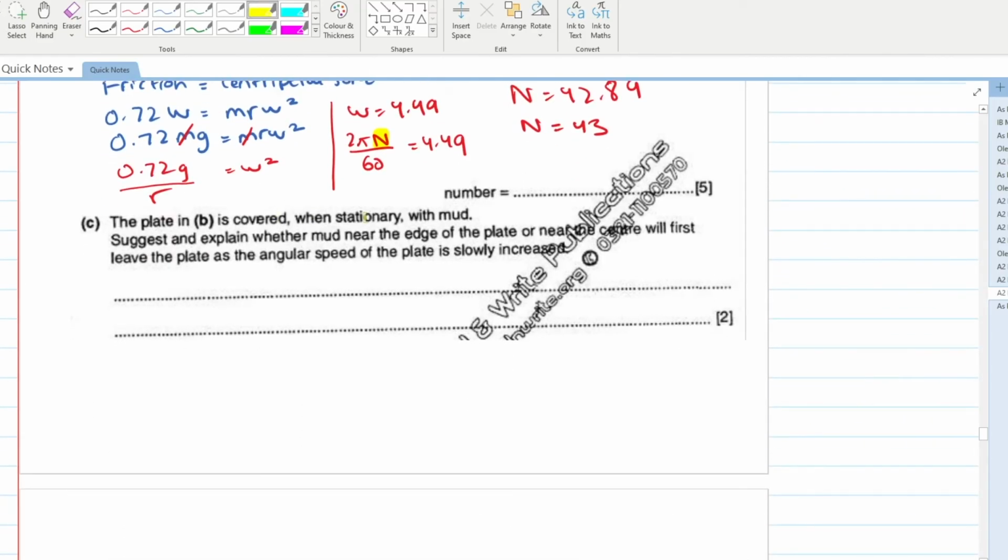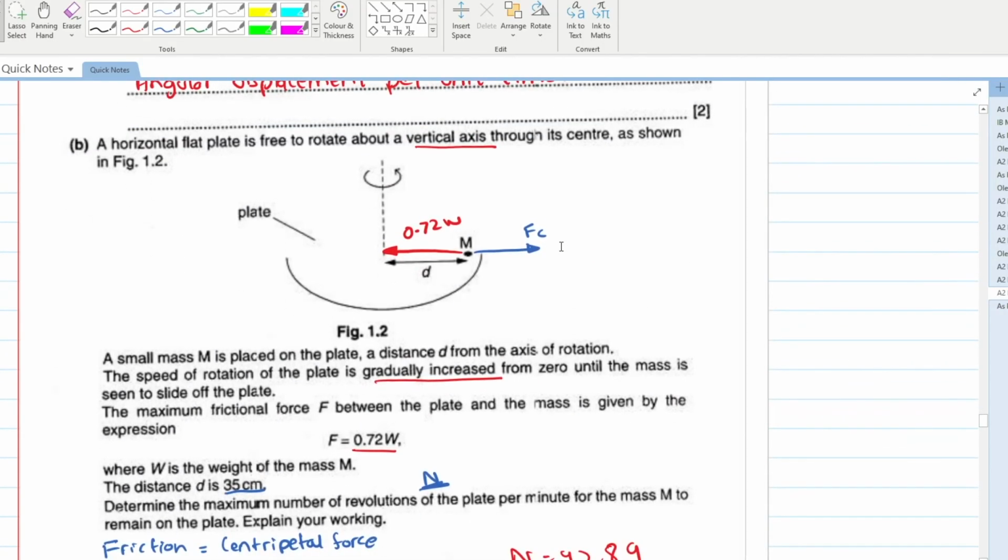The plate in B is covered when stationary with mud. Suggest and explain whether mud near the edge of the plate or near the center will first leave the plate as the angular speed of the plate is slowly increased. Let me erase this. Let's say there are two mud particles. One is at A, one is at B. What will be the radiuses for these A and B?